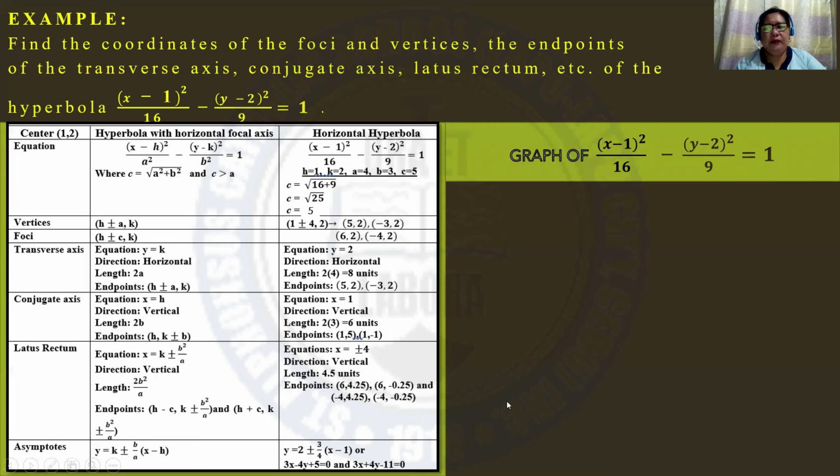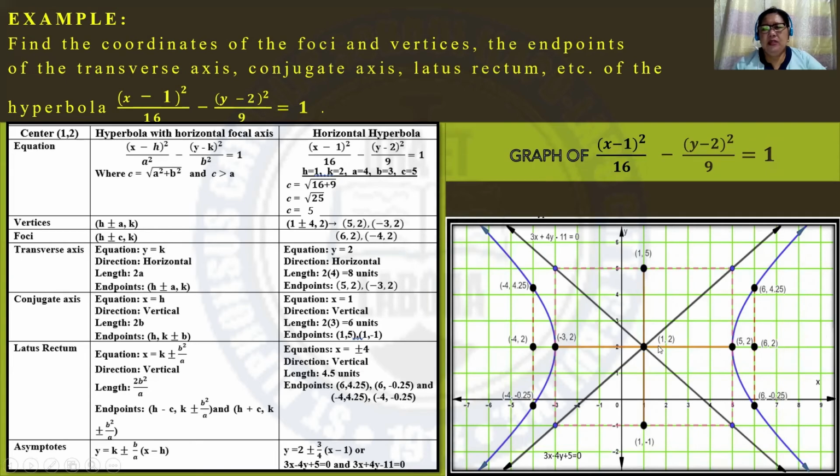And this is the graph of the given hyperbola. So this is now the center, so it's (1, 2). And this is the vertex, another vertex, focus, another focus. Endpoints of the latus rectum. This one, endpoints of the latus rectum. And the latus rectum is approximately equivalent to 4.5. So it's here. 1, 2, 3, 4, and we still have excess here, so it's approximately 4.5.